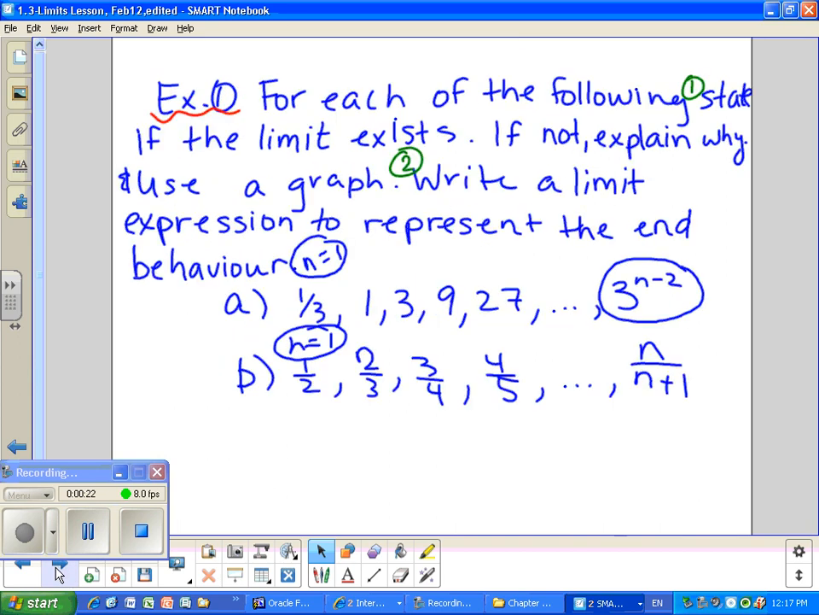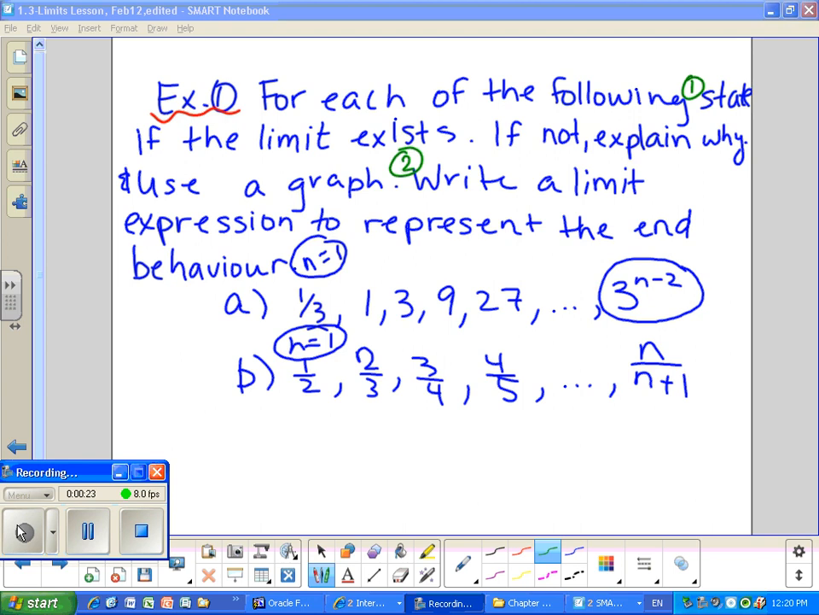And there we go. So what we're trying to do, there's two things to this question. Yes, we have a part A and a B. The first part is that we have to state whether the limit exists. If not, explain why. And you're going to do this using a graph. And then the second part is to write what the limit end behavior would be in a limit form.